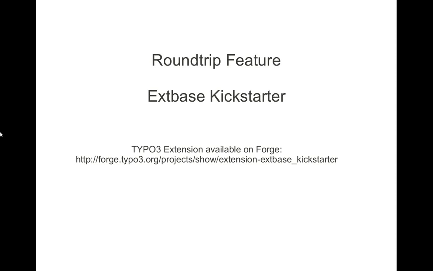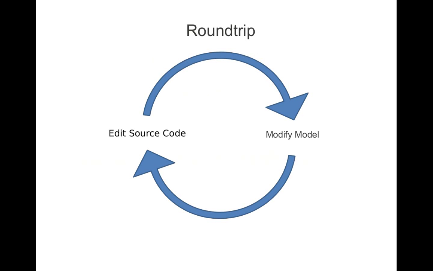Hi, my name is Nico Dehan, and in this screencast I want to demonstrate how to use the new Roundtrip feature of the Extbase Kickstarter. Roundtrip means you can continuously edit the source code of the generated files and modify the model in the backend of the Kickstarter without losing your changes in the source code.